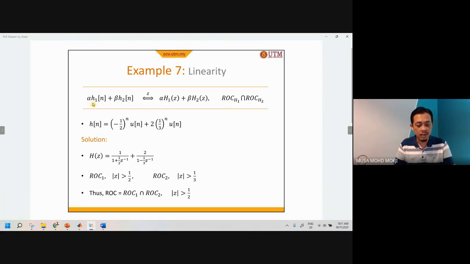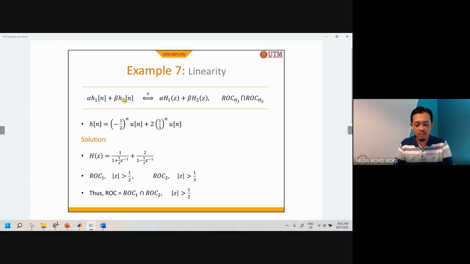If you have an alpha h1[n], so this is the first. Let's say we have two impulse responses. h1[n] is the first impulse response, and the second one is the second impulse response. So that means we have 2 systems. What is an impulse response? Impulse response is a representation for a system. So when you have h1[n] and h2[n], you actually have two systems.